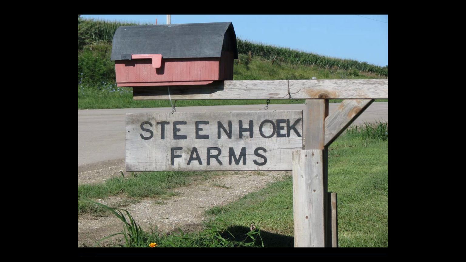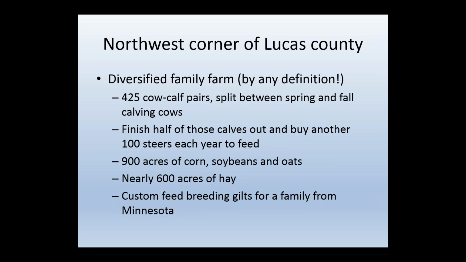We also custom feed for a family operation out of southern Minnesota. We are a gilt acclimation or gilt feeding barn. So we supply the breeding gilts for a family operation in Minnesota that runs about 45,000 sows total. We've been very fortunate in our diversity. So if one thing works, if the others are not, we've been very lucky that way.